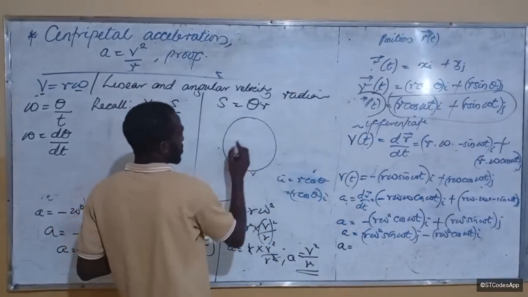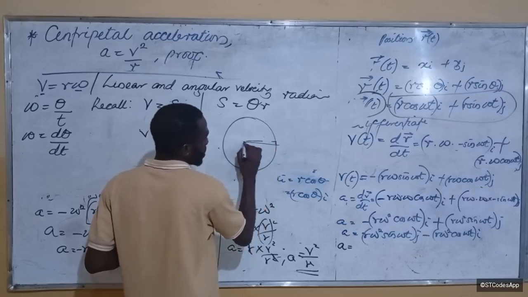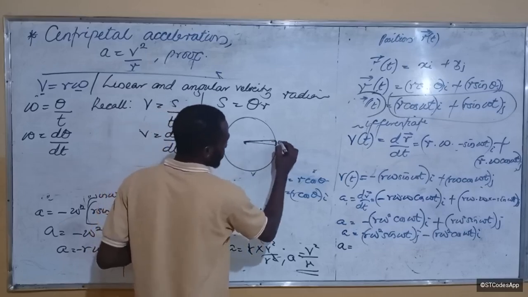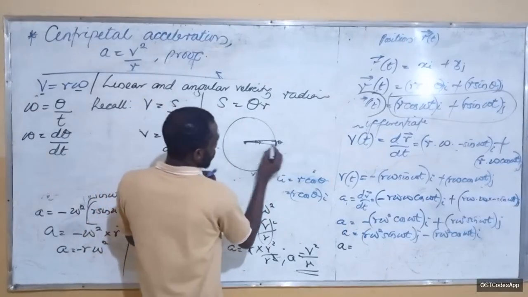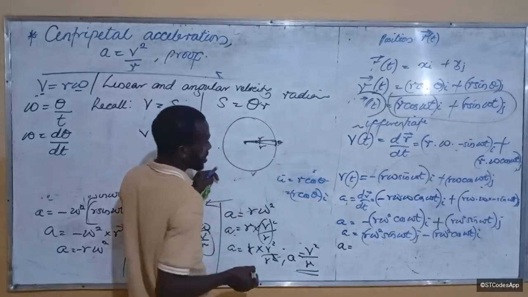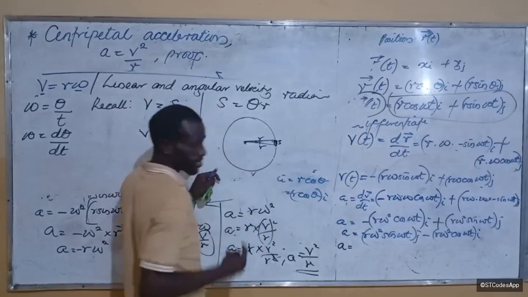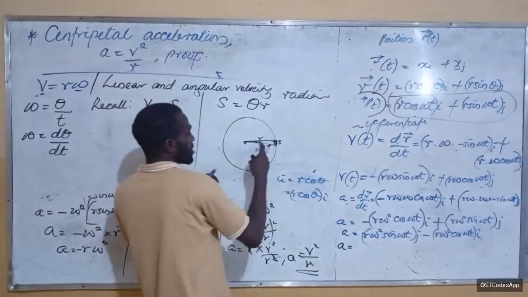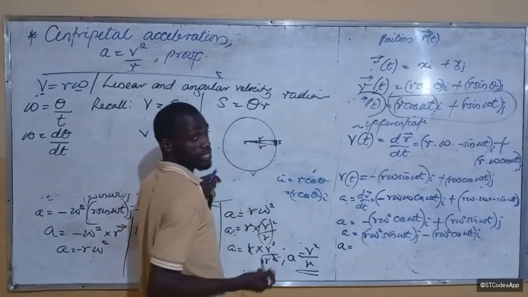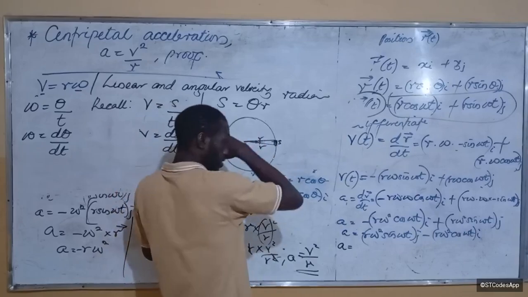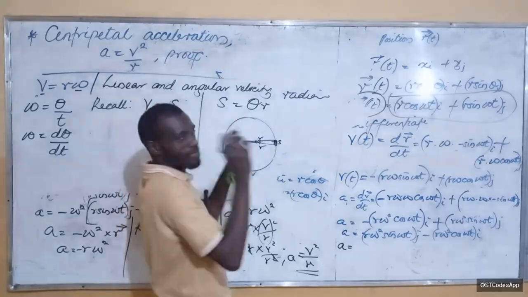If I move from here to here, a very tiny distance, a very tiny angle theta, I covered R here. So this place is S. By the time I relate them, this opposite and this hypotenuse, both the hypotenuse and this place are the same, because the angle I covered is very small.